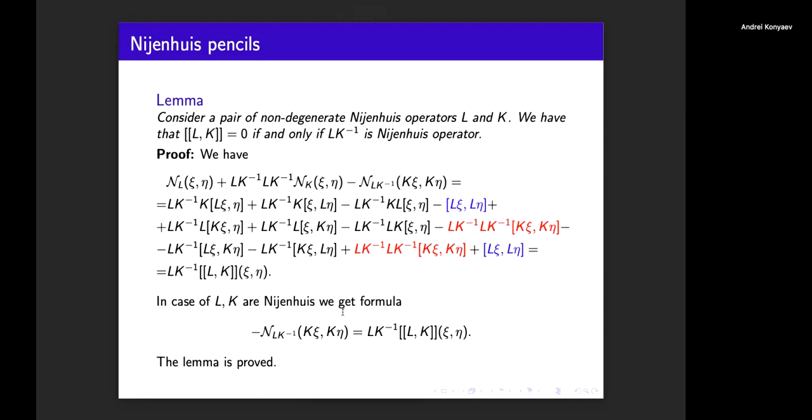So we start with a simple lemma. It is a technical lemma, but I like it very much. I included this lemma into the lecture to illustrate an important problem. If you have two Nijenhuis operators, then you can take their multiplication, L times K. And you may ask whether L times K is a Nijenhuis operator. It seems natural, because you can multiply operators, and probably it should also be Nijenhuis. But it turns out that it does not necessarily need to be Nijenhuis.